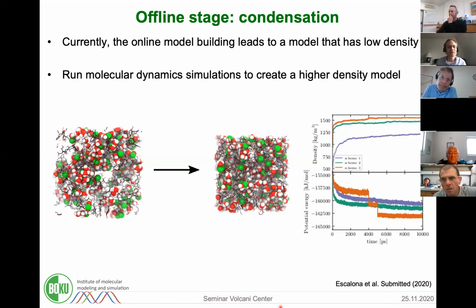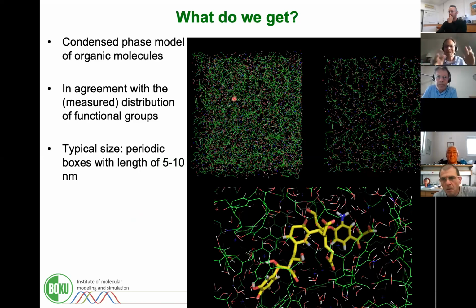Let's not go into the details. Maybe it's good to take a step back before I start showing what we can do with the models, and think about what we now get. What we have now is a condensed phase model of organic molecules, where the whole sample is in agreement with the measured distribution of functional groups. So I know that my molecules have the same amount of carboxylic acid, aromatics, etc. These are really very small systems.